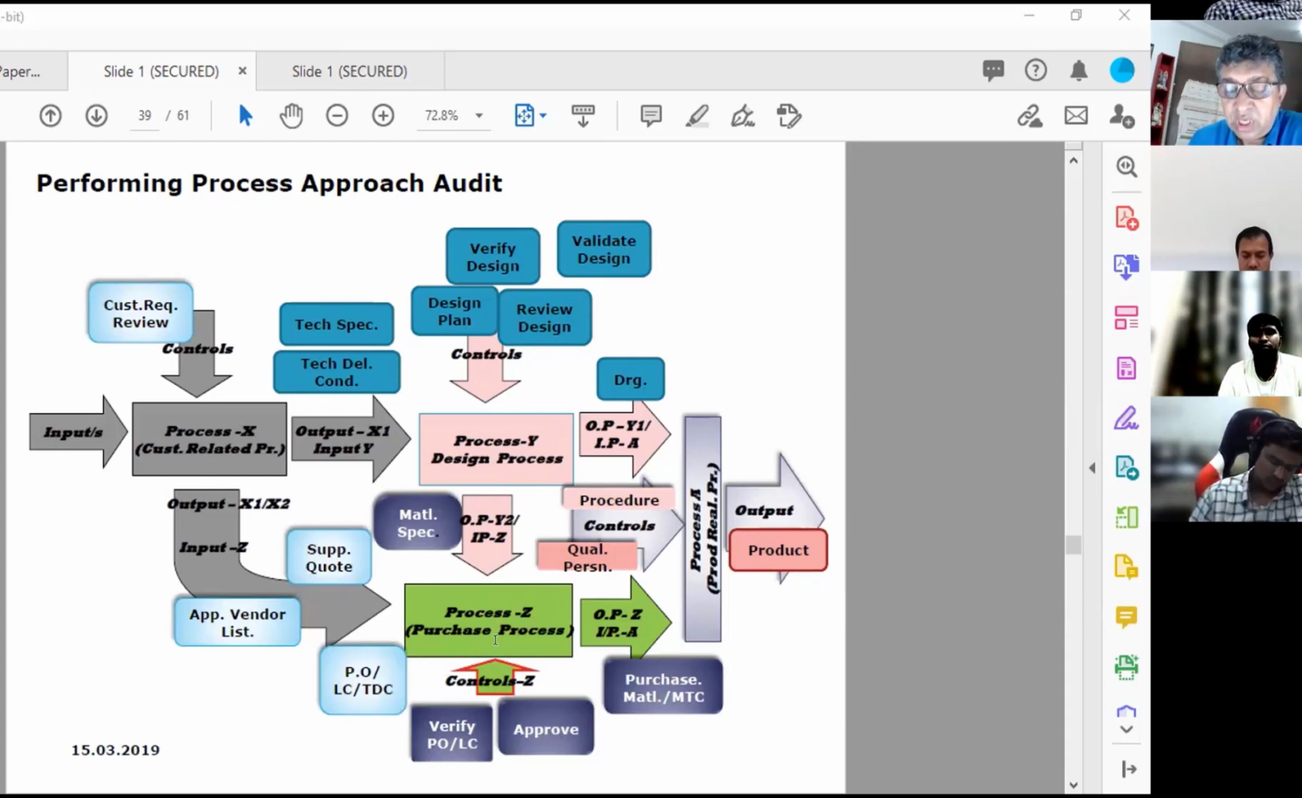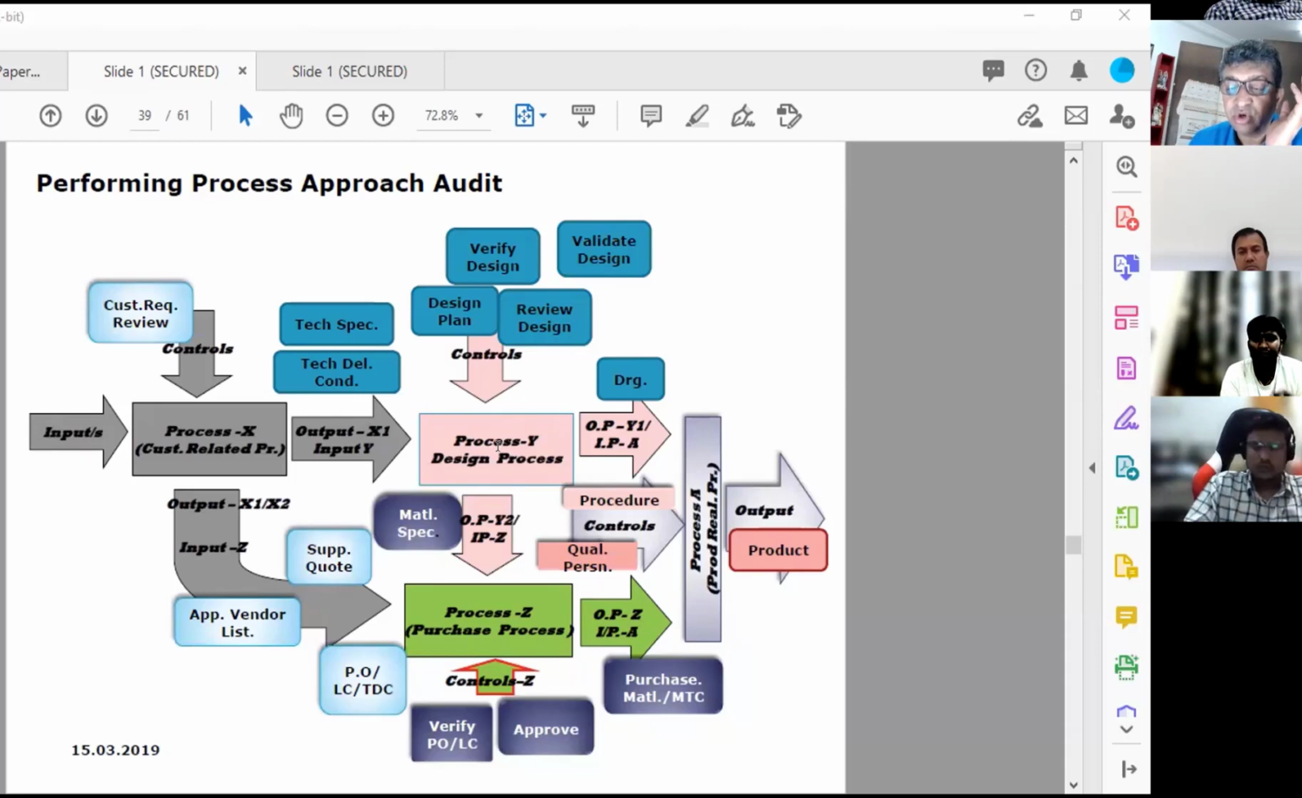For example, for purchasing, your contract may say you have to buy this material or get the design done or whatever from these approved vendors. So that could be an input for the purchase process. If you place an order on somebody who is not approved by your customer, they might not accept it. So the purchase process also will have controls like verification of purchase order, LC, approval. Then the output will be the purchased product. The purchase process output is the purchased product.